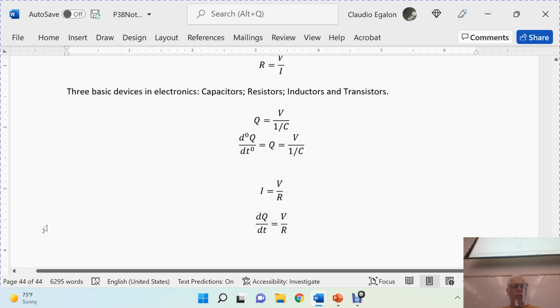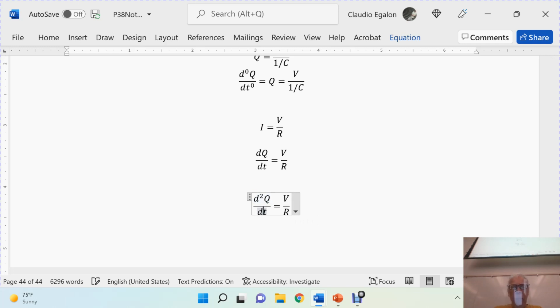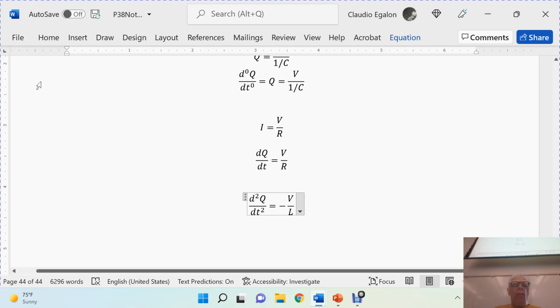Okay? What you're going to see in the inductors is that we have a similar relation, but it's going to be the second derivative of q. Okay? And you're going to see that later on. It's going to be something like that. Okay? dI dt, I'm trying to remember the exact formula. Yeah, it's something like that. Yeah, that's right. Okay? So here you go. Now I'm going to put them side by side.